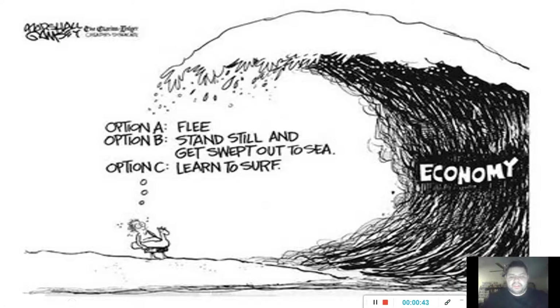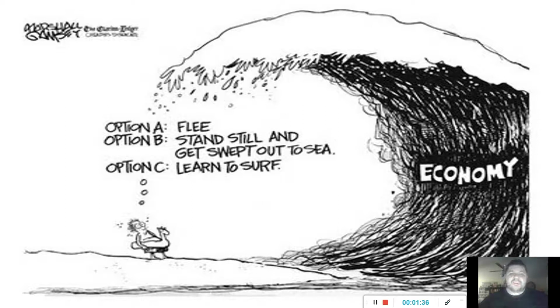So here's your warm-up picture. The first question asks you, of the three options on the warm-up picture, number one says to flee, which means to run away, just in case you don't know. Two, stand still and get swept out to sea. Again, look at the person with the little floaty thing. Or option C, learn to surf. As you can see, there's a big tidal wave coming in that says economy. Which one of those three options sounds like the best one to you? To run away, take it and be swept out to sea, or learn to surf. Go ahead, write your opinion.